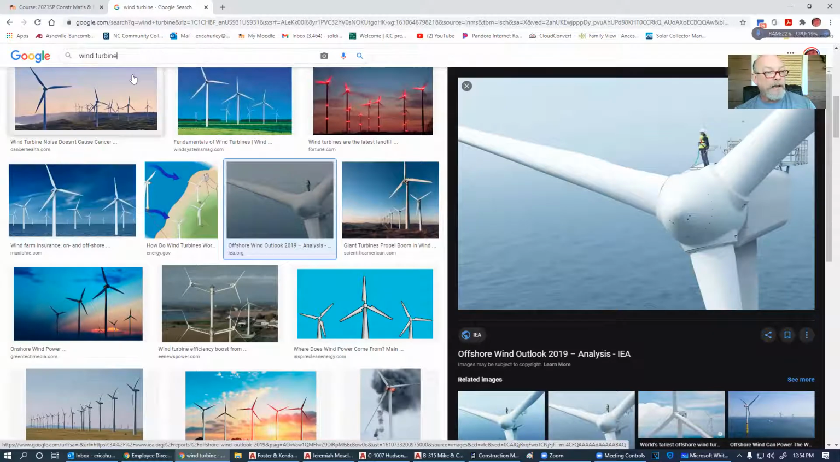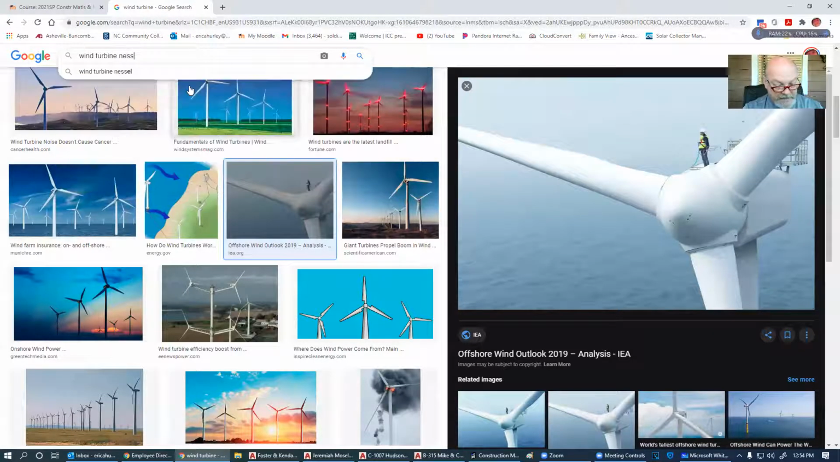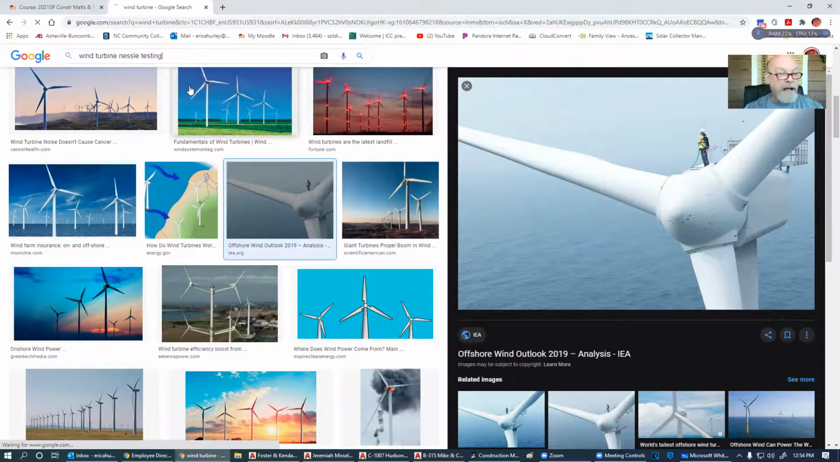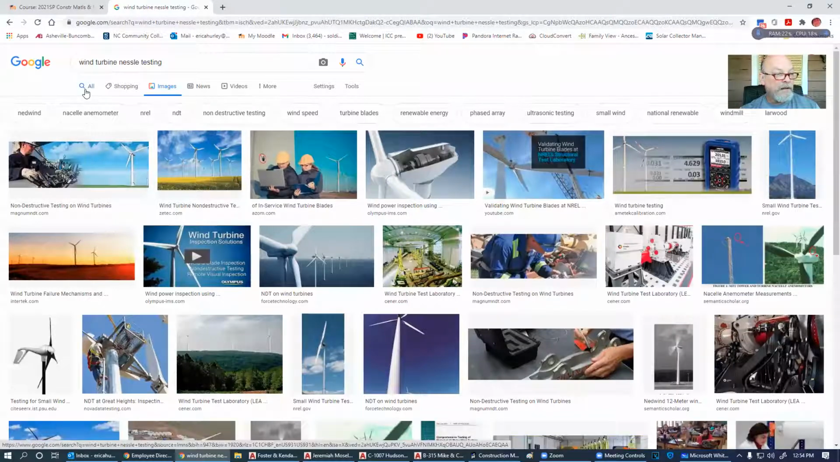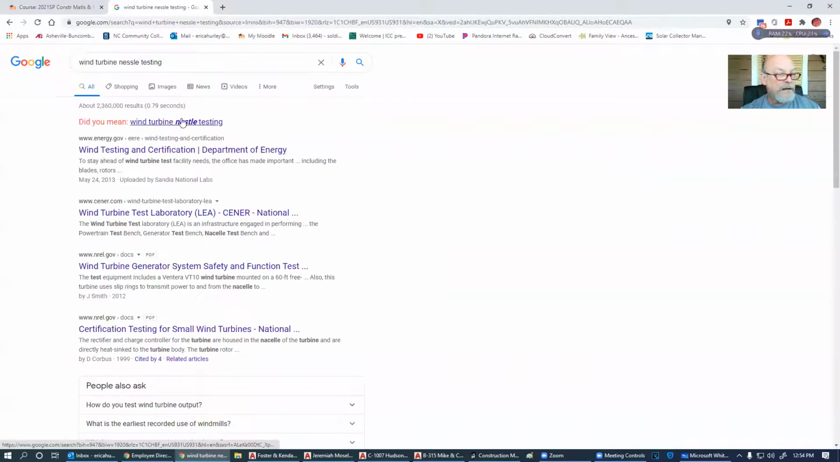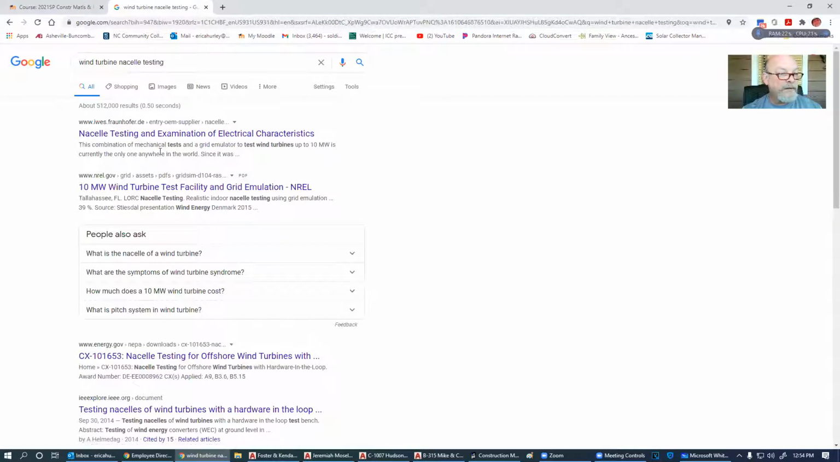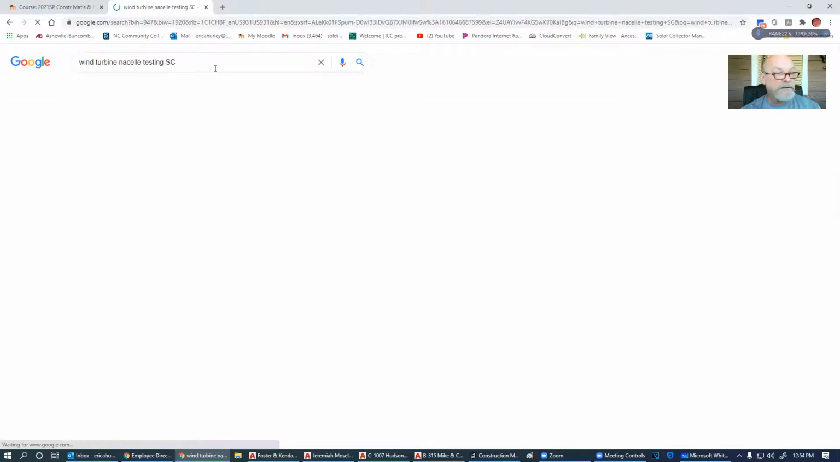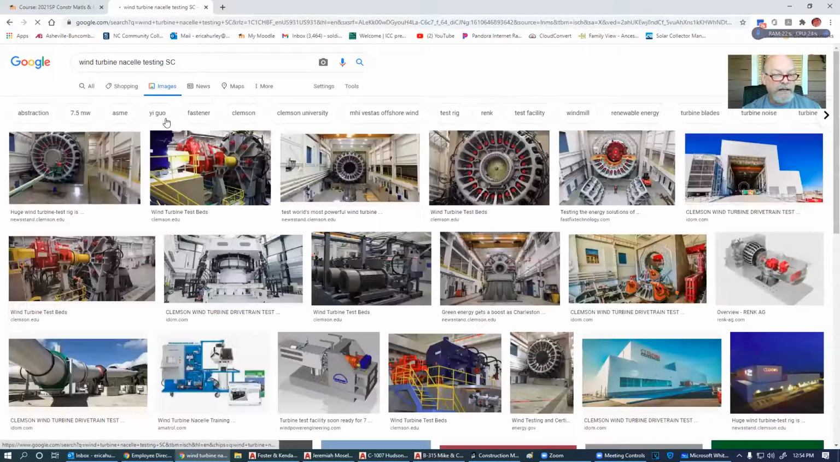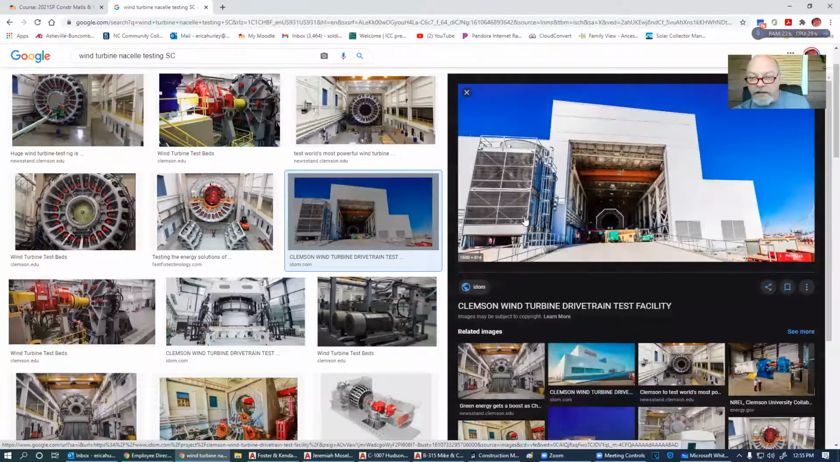But the only wind turbine nacelle testing site, to my knowledge, is in the United States. Nacelle, spelled just like it sounds. South Carolina. Let's see what we got here. It's Clemson University. So there's that building I was trying to get to.